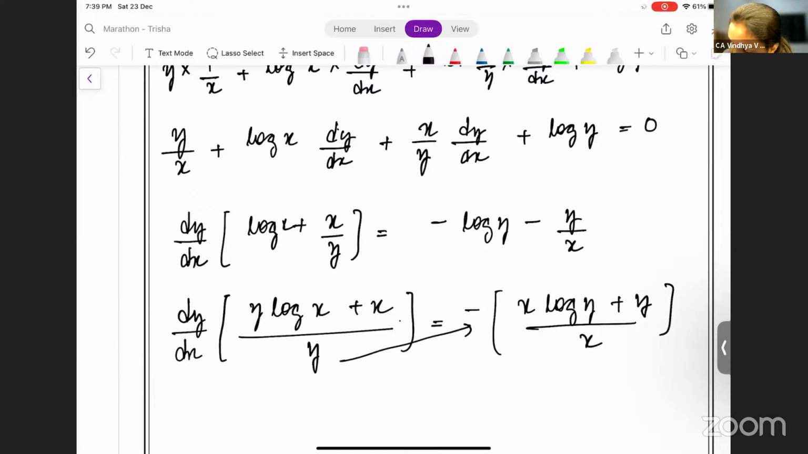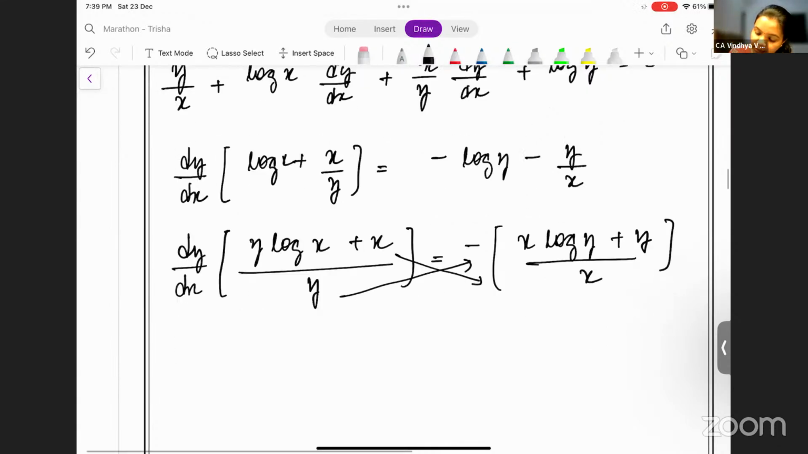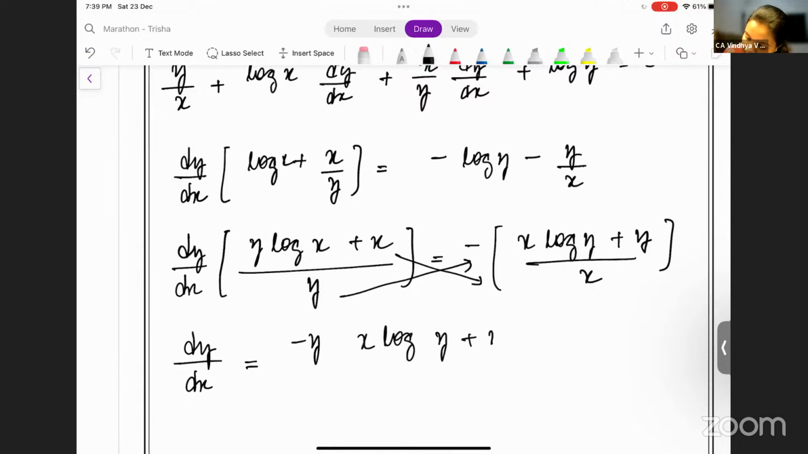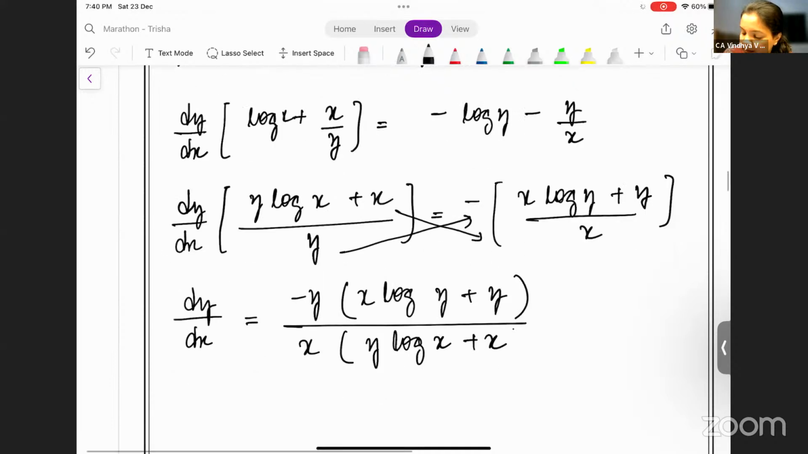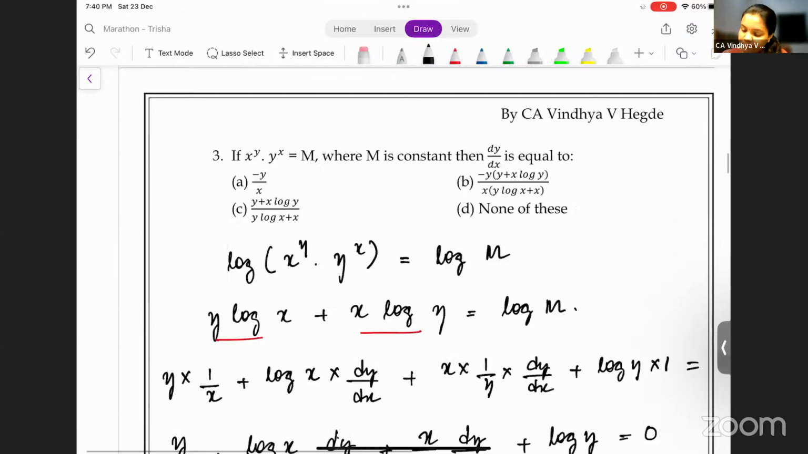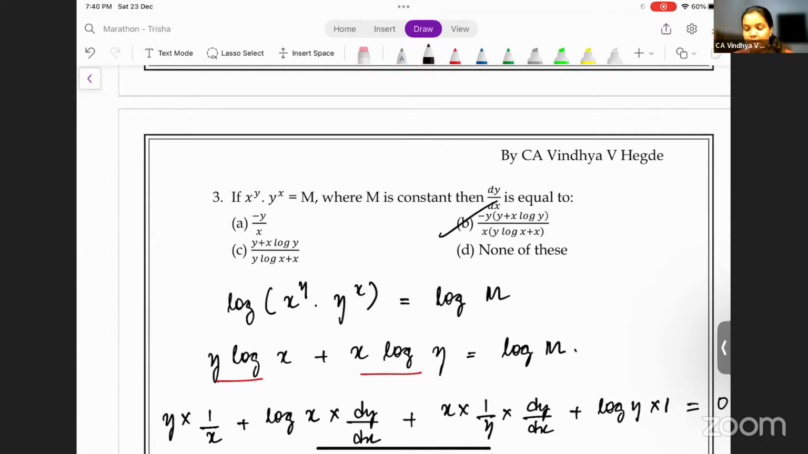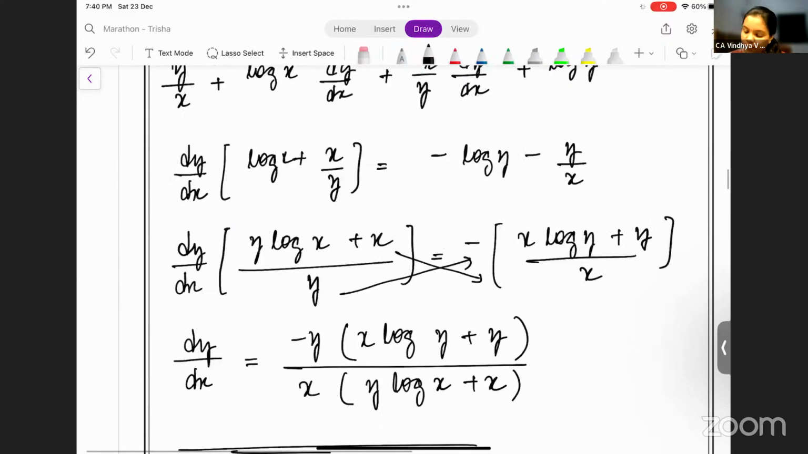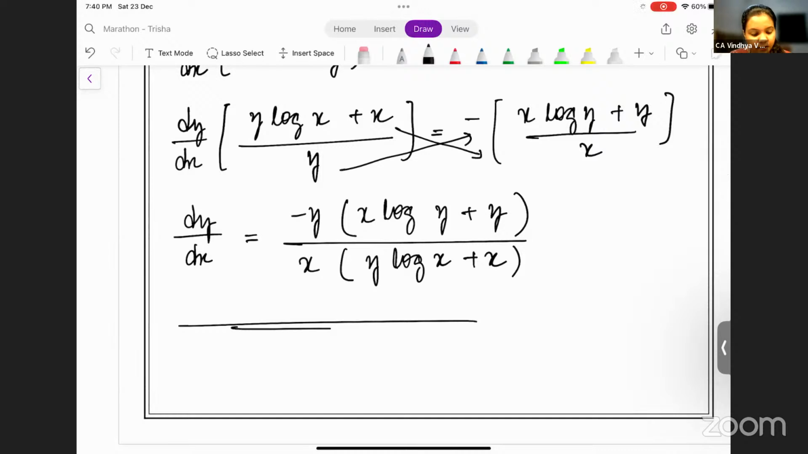Now shift this here and this here. What you'll get as the answer is dy by dx is equal to minus y into (x log y plus y), divided by x into (y log x plus x). This is your final answer, option B. Right.